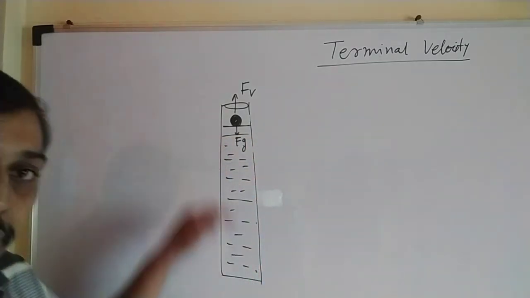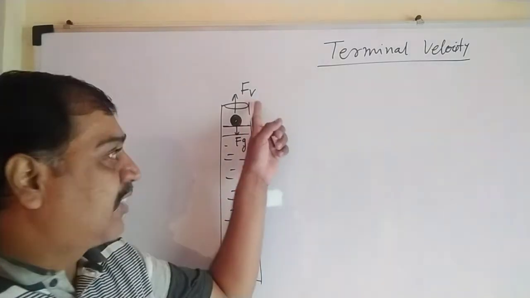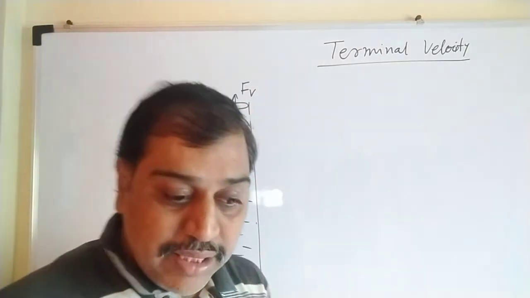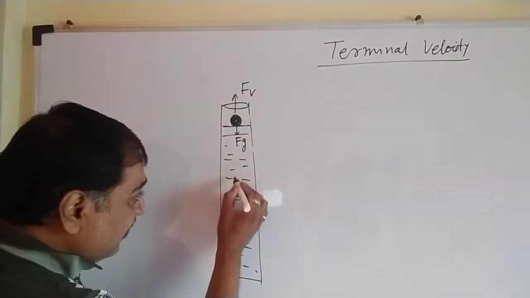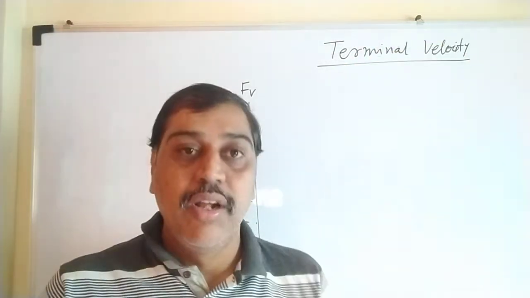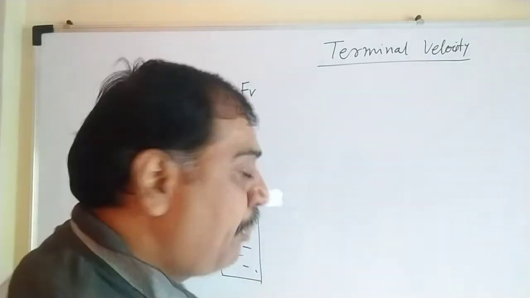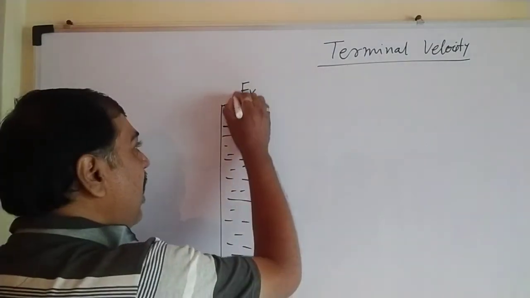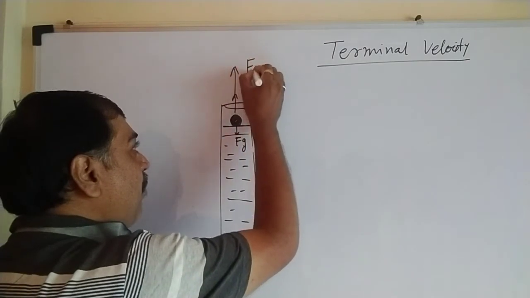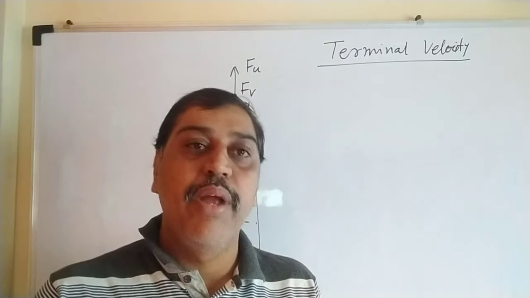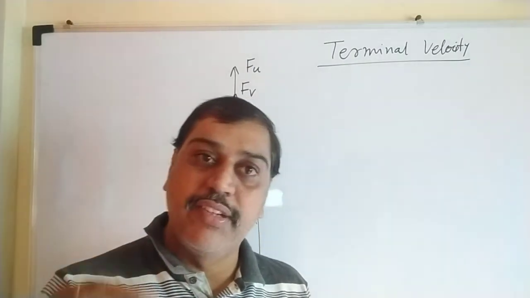Some force is moving in the downward direction. This is a viscous force; according to Stokes law, it acts in the upward direction. Apart from this, the liquid below exerts an upthrust force, that is the buoyant force, represented by Fu. Again, Fu acts in the upward direction. So these are the three forces acting on the sphere when we put it in the viscous liquid and it falls downward.